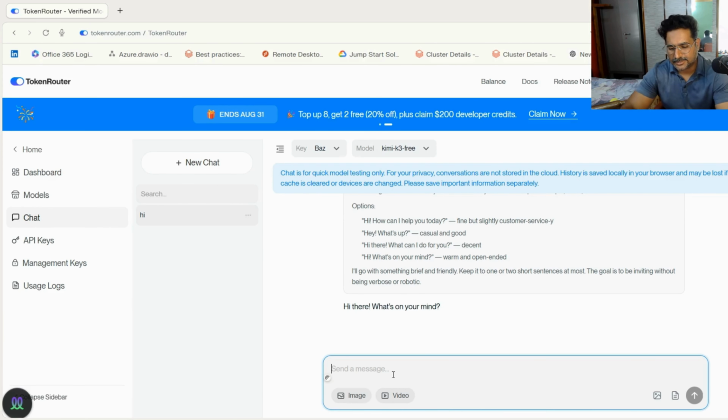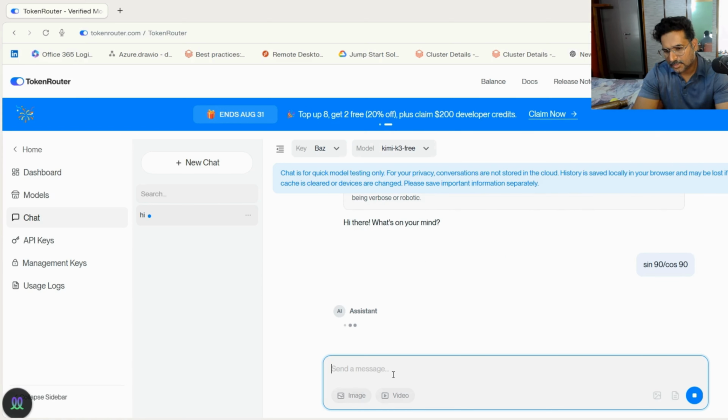Let me ask a basic thing, like asking it to do a calculation, and Kimi will do it well. So, sine 90 by cos 90. I have given the basic sine 90 and cos 90. On the back end, what is going to happen? It's going to reach out to the multiple agents and then start giving back the responses.